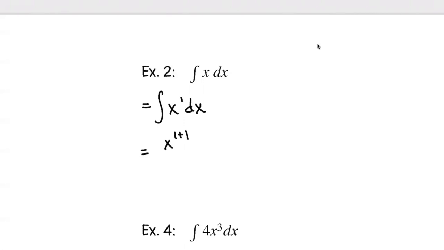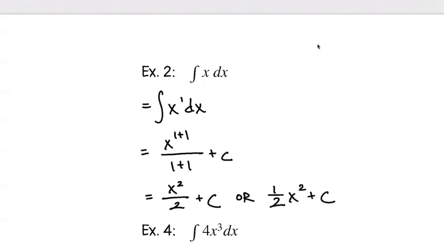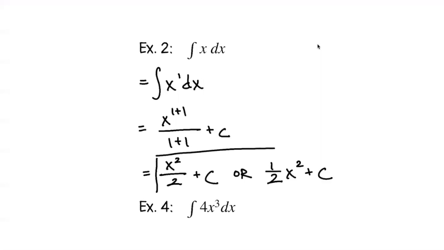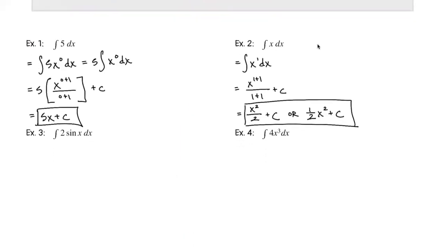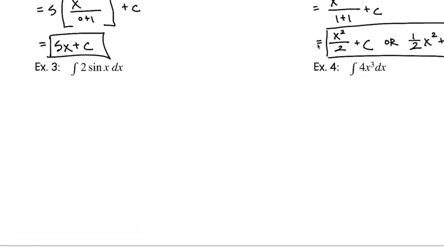Now 1 is not negative 1, so we can go ahead and use the power rule. X to the 1 plus 1 over 1 plus 1 plus c. And when we simplify that, we get x squared over 2 plus c. So some people like to write it this way, or some people like to do 1/2 x squared plus c. All right, but either one of these would be fine. So whichever way makes more sense to you, x squared over 2 is equivalent to 1/2 x squared. All right, let's keep moving.